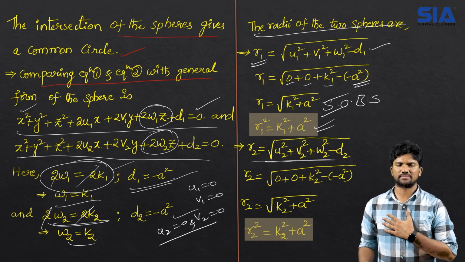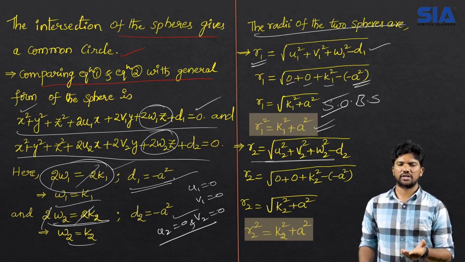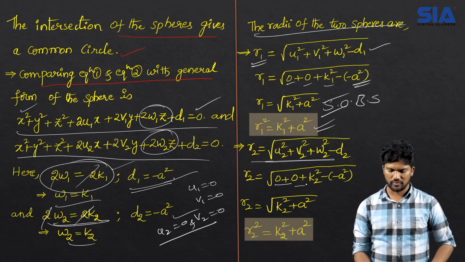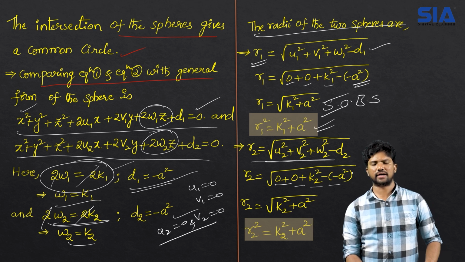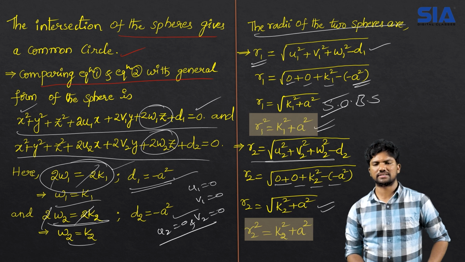Next, the radius of the second sphere, r2, is equal to the square root of u2 square plus v2 square plus w2 square minus d2. You know very well the u2 and v2 values are 0, plus w2 value k2 square minus of minus a square. Similarly, you will get r2 is equal to the square root of k2 square plus a square.